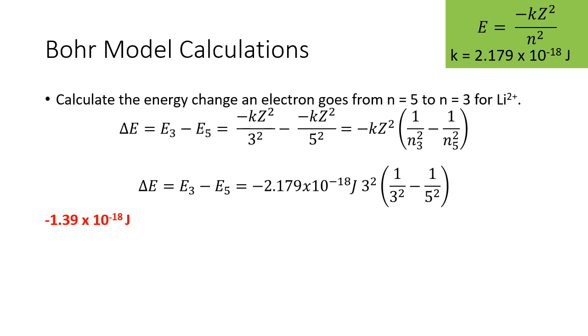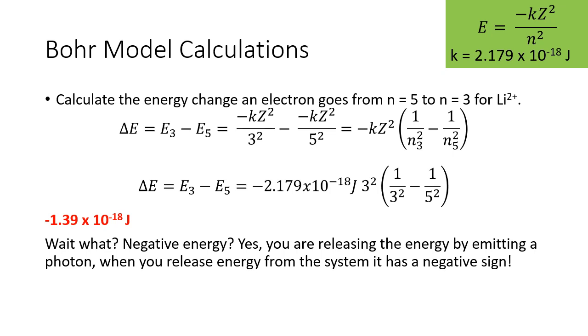Wait, what? Negative energy? We can't get a negative wavelength. That doesn't make sense. But a negative energy does. Why is that? If you recall from what we were doing before, negative energy is energy leaving the system, and positive energy is being absorbed by the system. Emission is releasing energy in the form of a photon. So it has a negative sign, as it should.